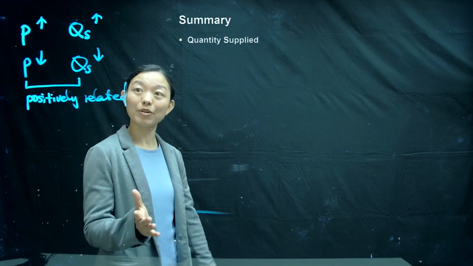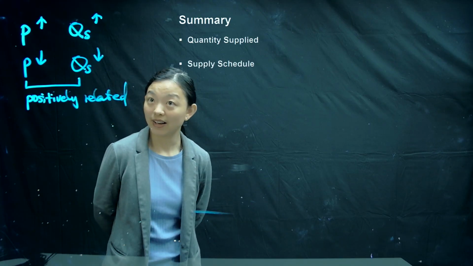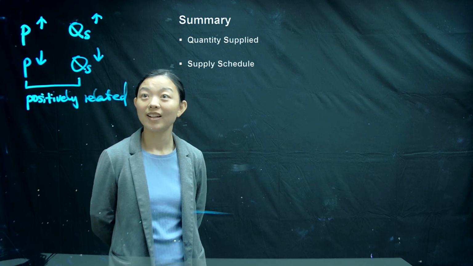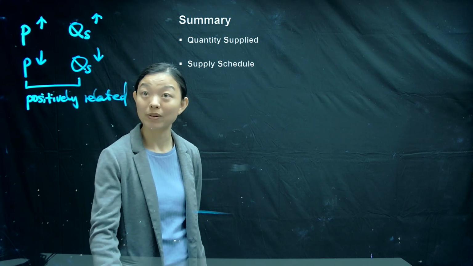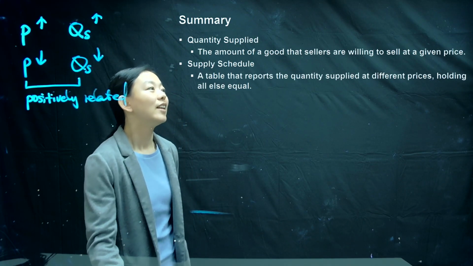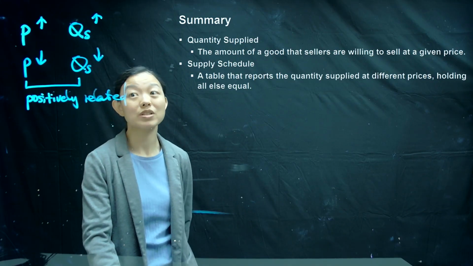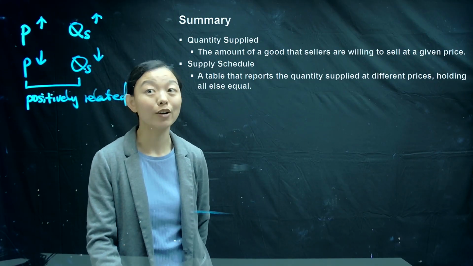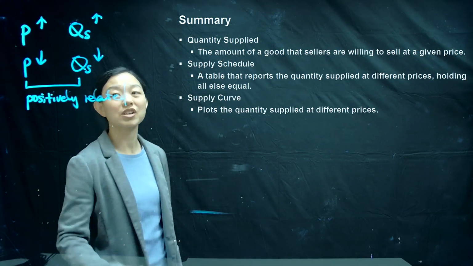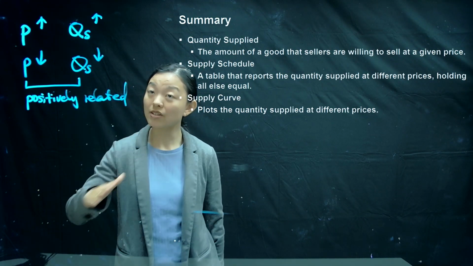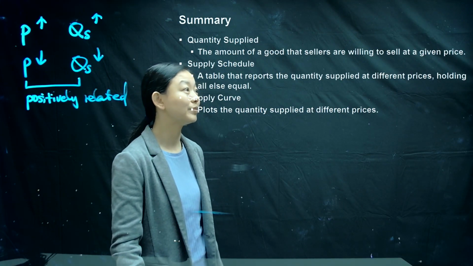Now a little bit of a summary about the supply side. The quantity supplied measures the amount of the goods that sellers are willing and able to offer at each price, right? The supply schedule is just a table, which shows the relationship between the price and quantity supplied. And then the supply curve will show you the upward trend between price and the quantity supplied.